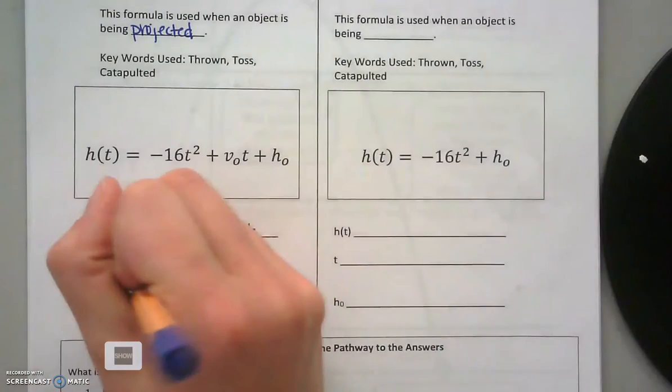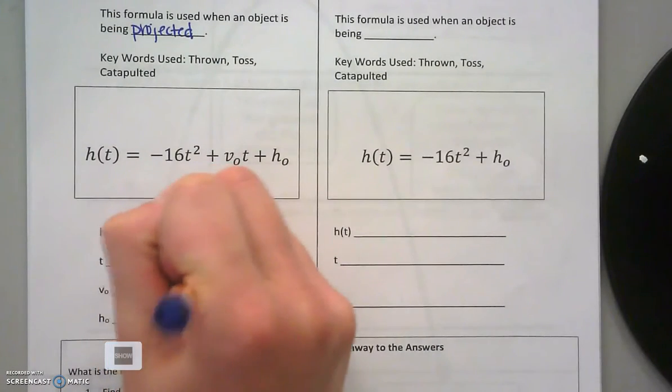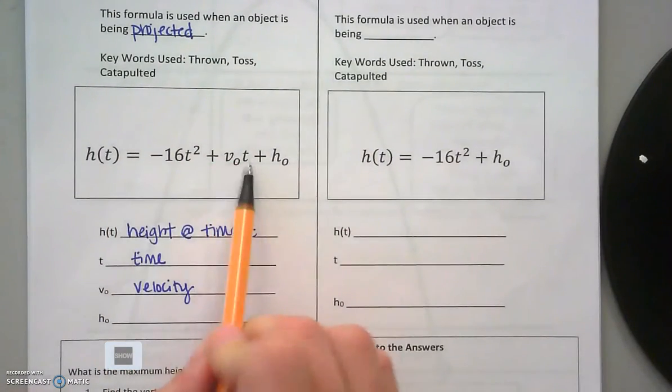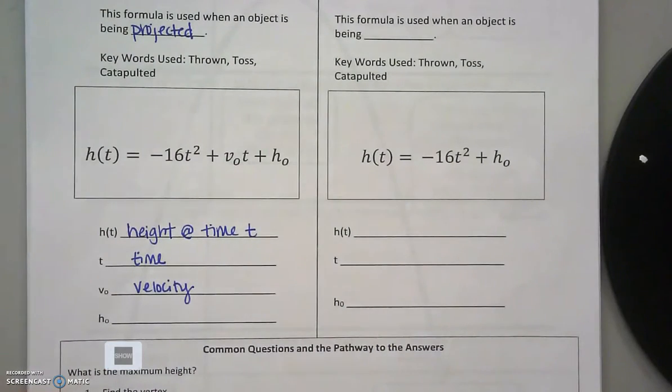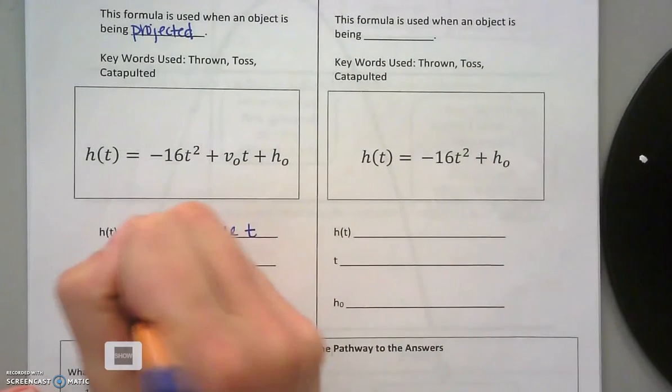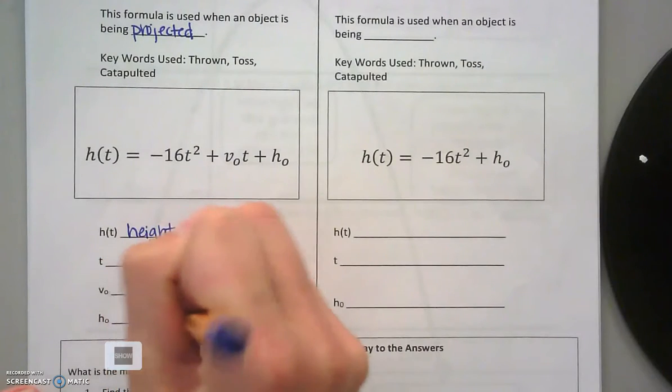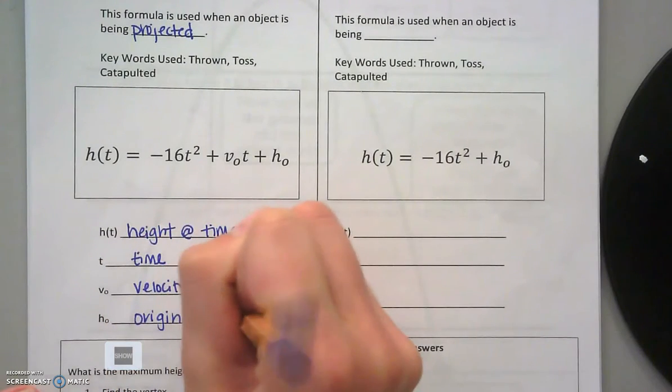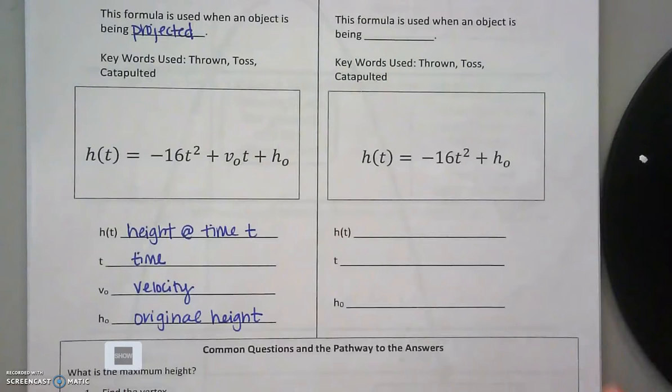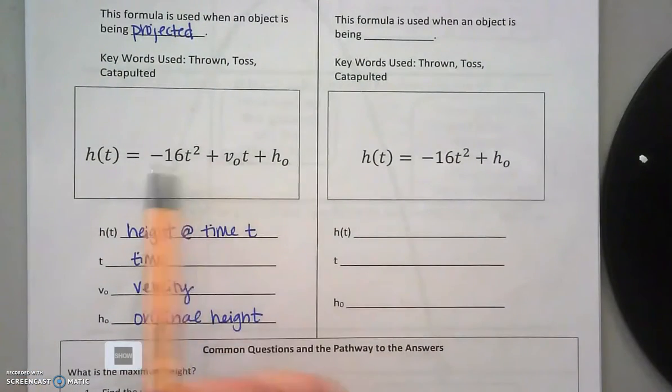V0 stands for velocity, and that will always be in the middle. How fast is this thing going? H0 is your original height. So that's if something's being thrown. 9 times out of 10, I'll give you the formula already filled out, but in case I don't, you need to know what these pieces mean so you can substitute in the correct numbers.